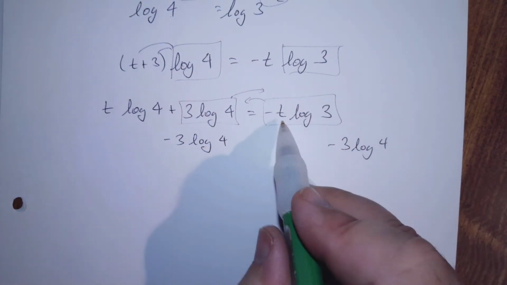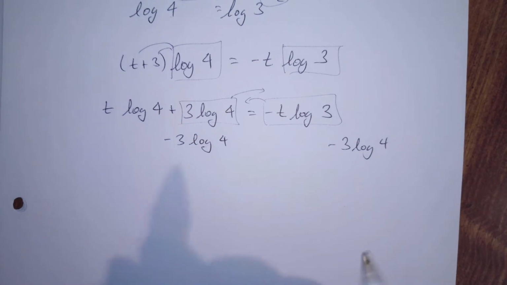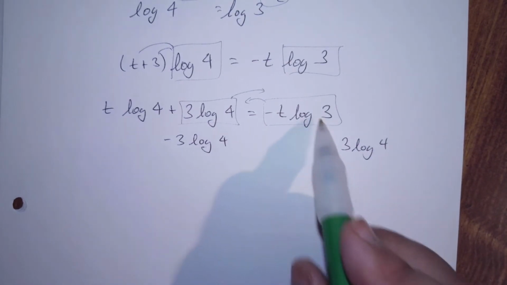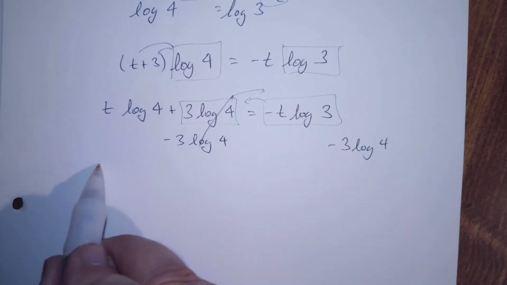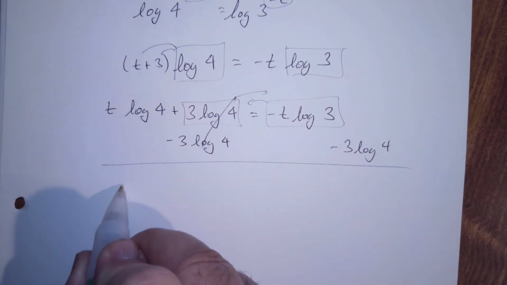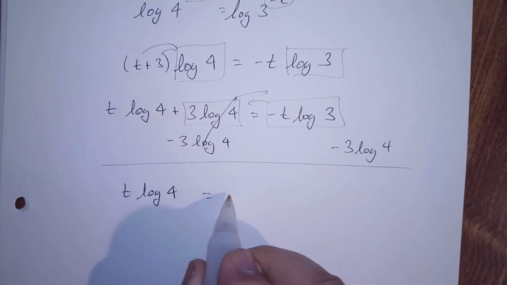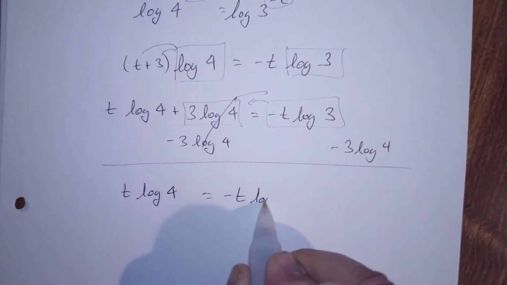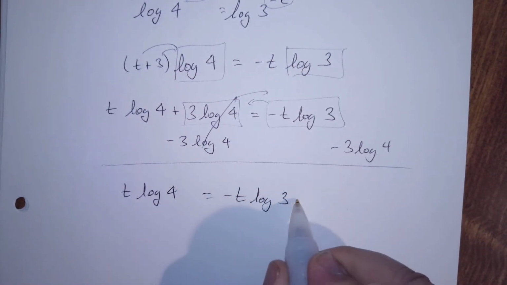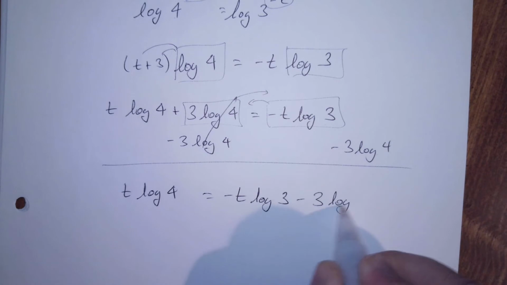We can't combine them because that's not the same. That's log base 4, there's log of 4, that's log of 3. So we can't combine those. So we have t log of 4 equals negative t log of 3 minus 3 log of 4.